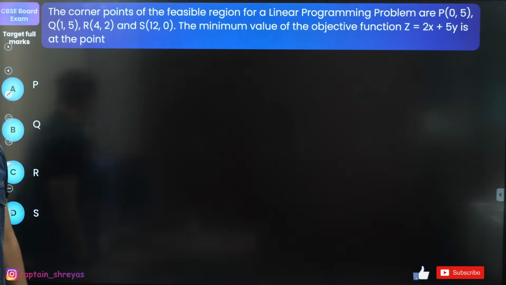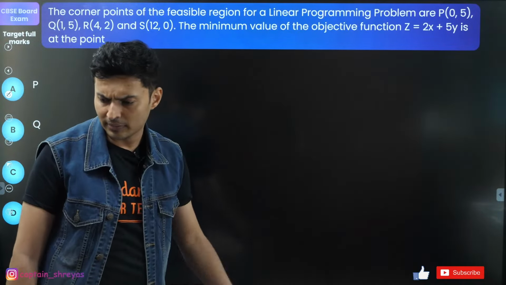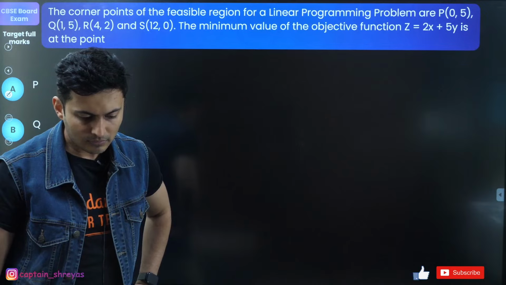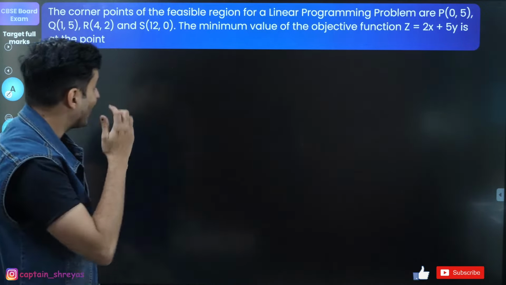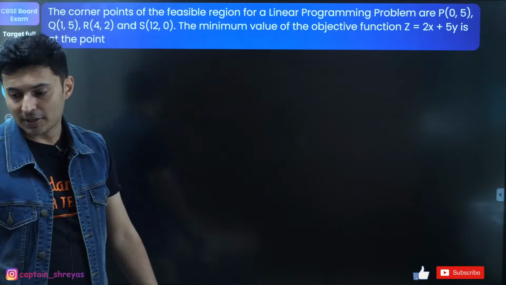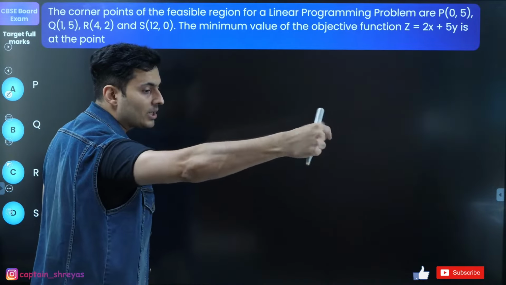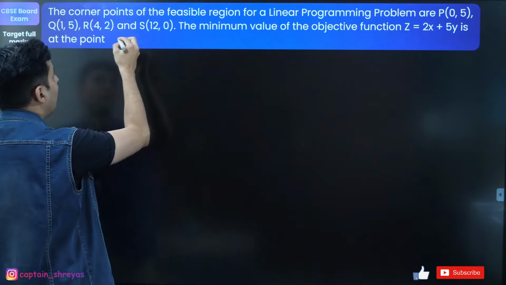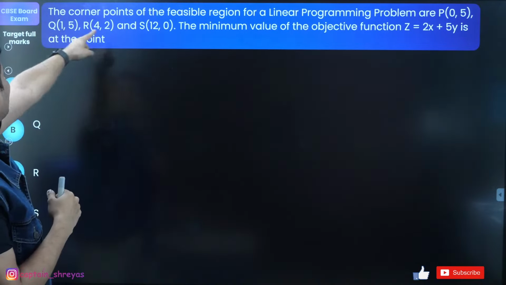For this linear LPP problem, I hope this is there in the syllabus. It's not deleted, right? Okay, so whenever you have to optimize a given expression, whenever you have to optimize that equation, what will you do? Think, the extreme values, the boundary points are also mentioned.